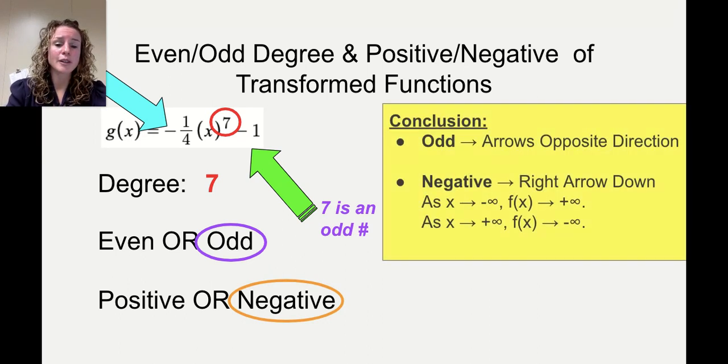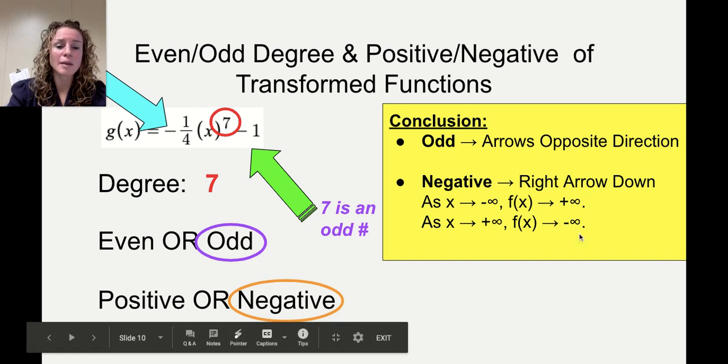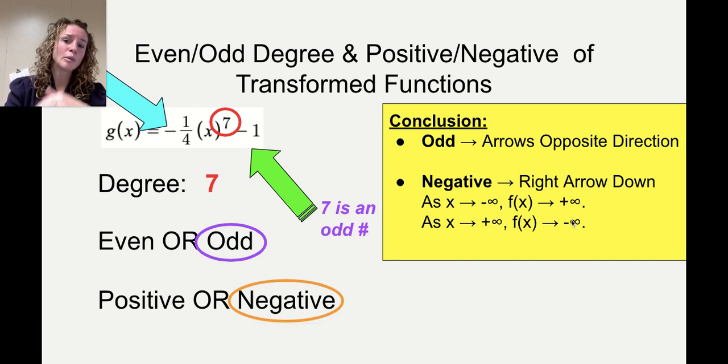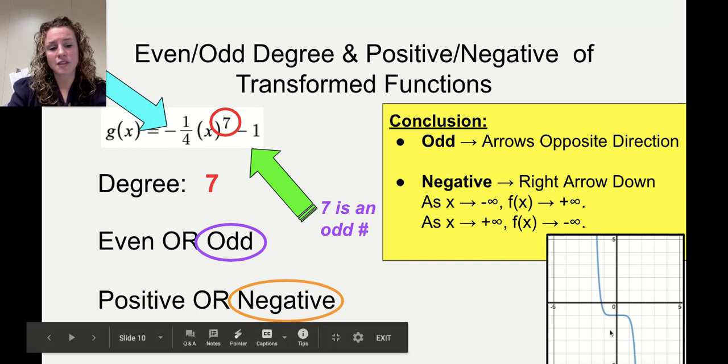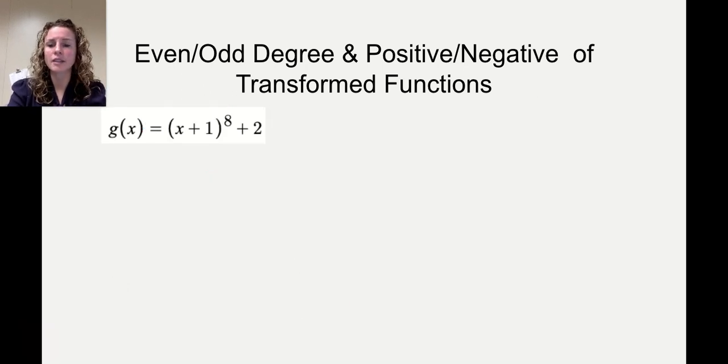Okay, so what can we conclude? My odd function will have opposite direction arrows because 7 is odd. And then because that graph is negative, that means my arrow is going to go down as we go right. As we move across the graph, it's going down. Okay, so as we go left, it goes up. As we go right, it goes down. Okay, so here's what that graph would look like. Very similar to the cubic function, the x cubed, just a few different points here. It's more flat there.